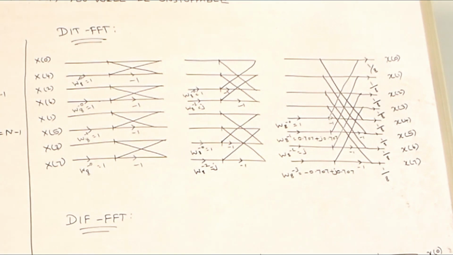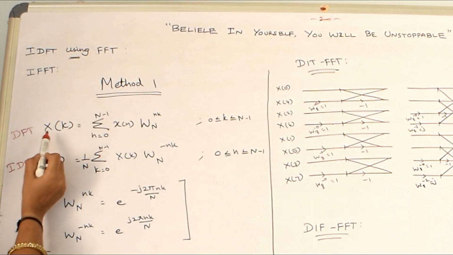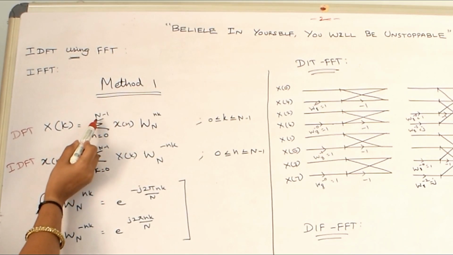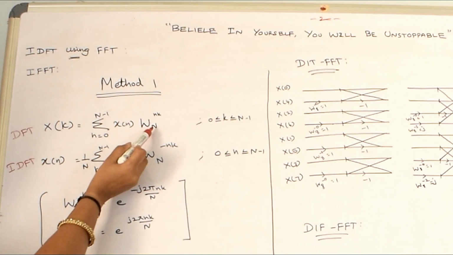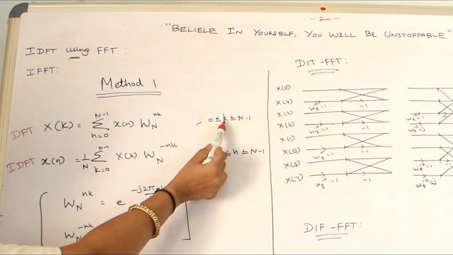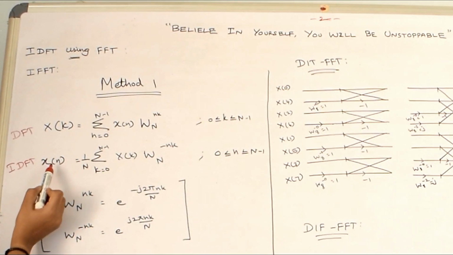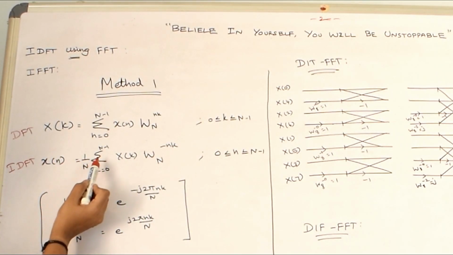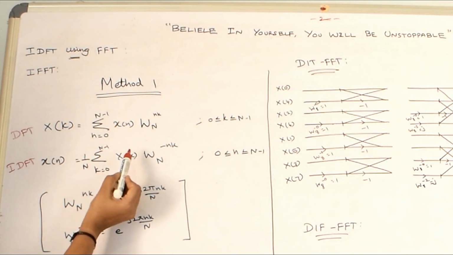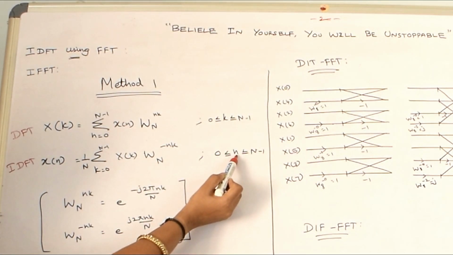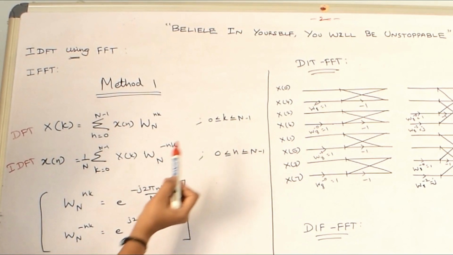So we have two methods in this. First we will see the first method, which is the direct method of computation. Here I have written the DFT formula: X of k is equal to summation n equal to 0 to N minus 1 x of n W_N power nk, where k varies from 0 to N minus 1. And the IDFT formula: x of n is equal to 1 by N summation k equal to 0 to N minus 1 X of k W_N power minus nk, where n varies from 0 to N minus 1.